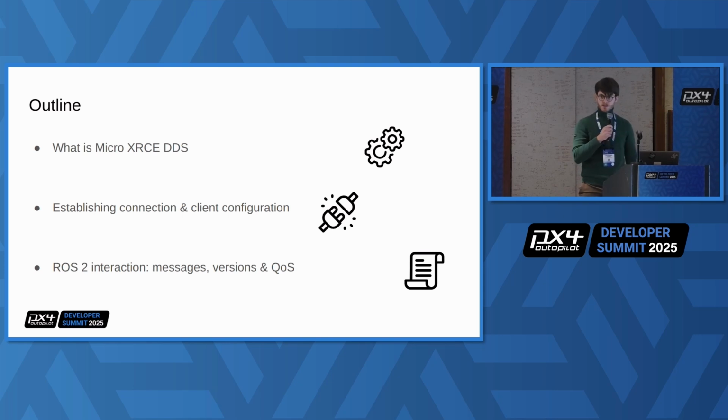The outline for this presentation is about Micro XRCE-DDS and how it interacts with ROS2, how it enables PX4 to talk straight to ROS2, and how you can describe the communication, like how you can configure the client, and when everything's working, how to troubleshoot what happens next. So normally this is message versions, QoS, and synchronization.